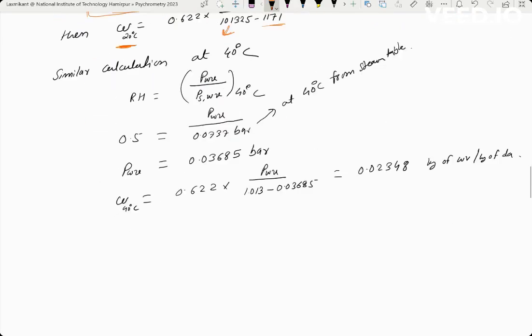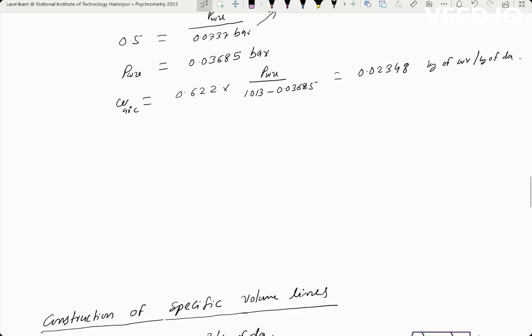Suppose we are considering the psychrometric chart again. So this is the psychrometric chart, and we are considering the 50% relative humidity line. So this is the 100% RH line, and we are considering 20 degrees Celsius.